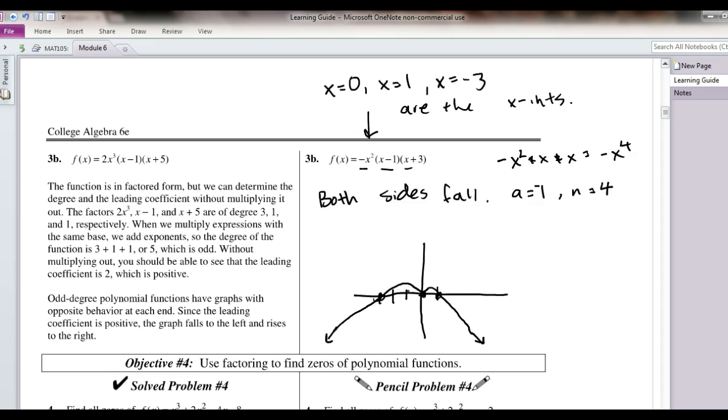How do I know it looks like that? Well, there's a little trick that tells you exactly how the graph behaves at each of the zeros. It's called the multiplicity. And the multiplicity is the power of each factor.